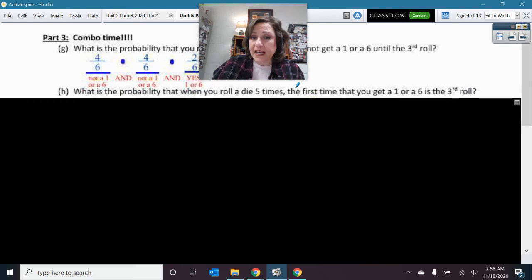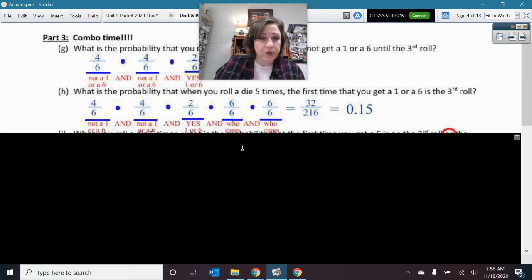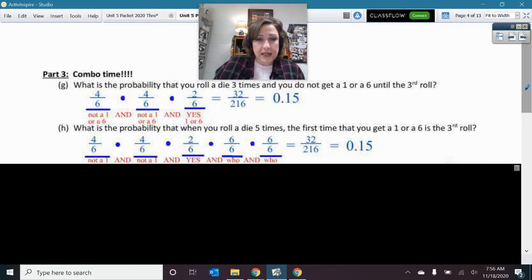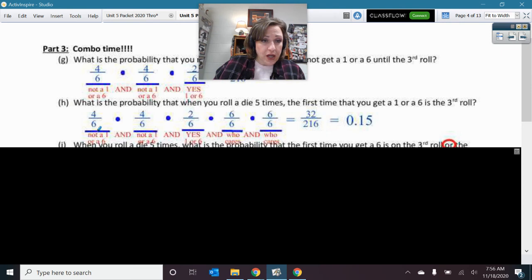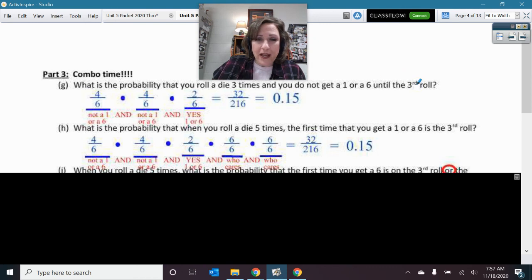Same kind of idea. What's the probability you roll 5 times, and the first time that you get a 1 or a 6 is the third roll? Notice here I said you roll the die 3 times. Here I'm saying you roll the die 5 times. And the first time you get a 1 or a 6 is the third roll. So look at the beginning of these. They're both not a 1 or a 6 and not a 1 or a 6. And ding, ding, ding, this one's a 1 or a 6. But this one said you roll it 5 times. So sure, it doesn't matter what is on the fourth or the fifth roll. They don't specify. So it doesn't matter. You just get a roll, 6 out of 6. And notice that there are so many ways that you could say the same idea in different wordings. That's why you have got to practice, practice, practice.